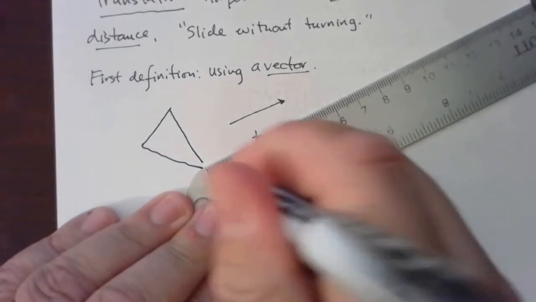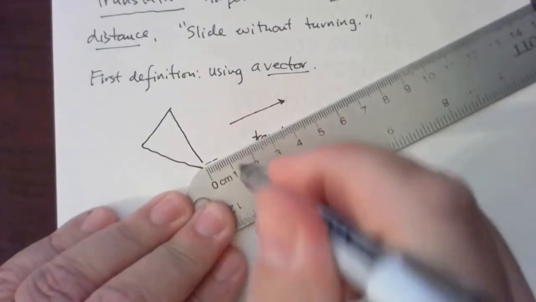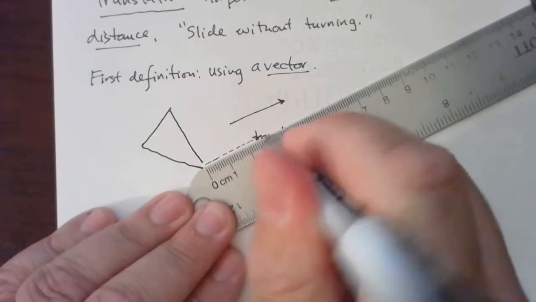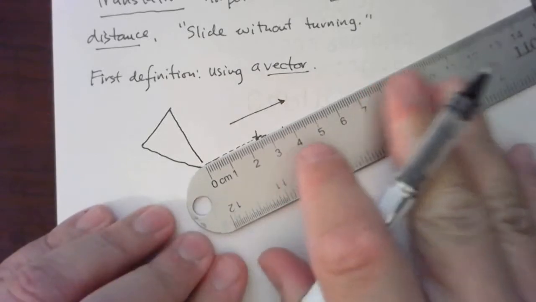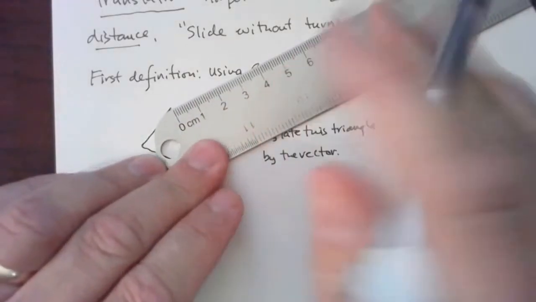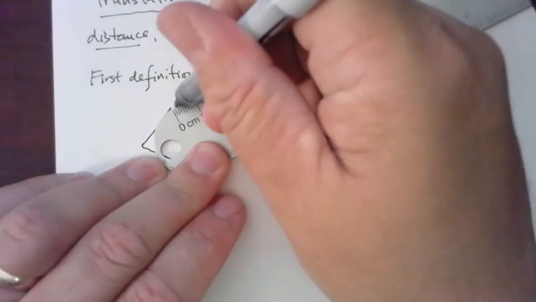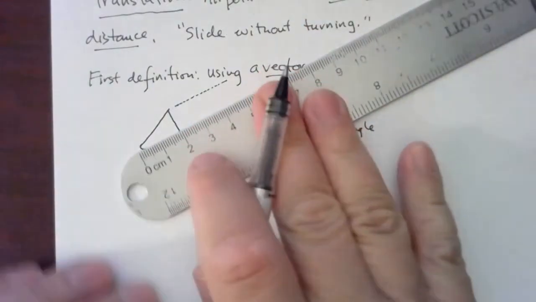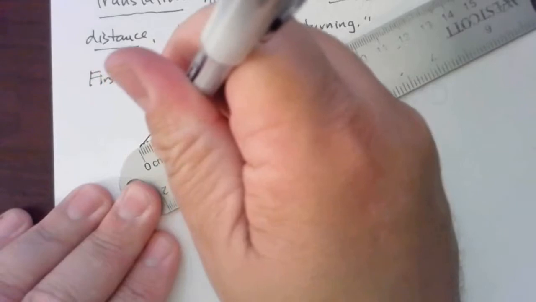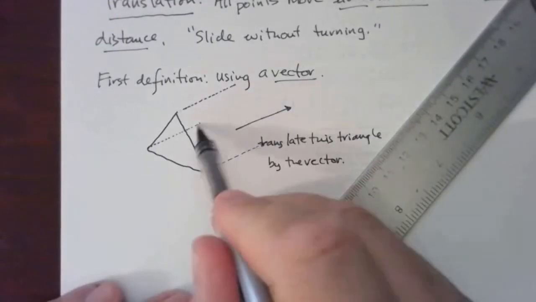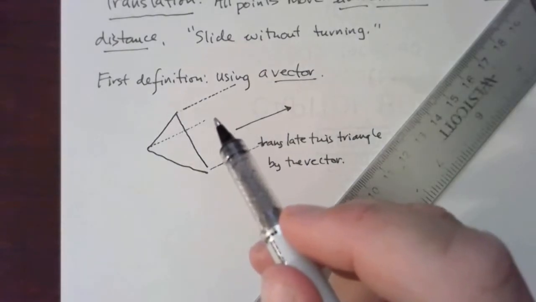So I'm going to start with the first corner of the triangle, and I'm going to go 2.7 centimeters. Notice they're all moving in that same direction, up and to the right the same way. Then I'm going to have this corner of the triangle, that vertex, go 2.7 centimeters. Then finally I'm going to have the third corner of the triangle go 2.7 centimeters. And knowing where those 3 points go is enough to tell me what happens to the triangle.